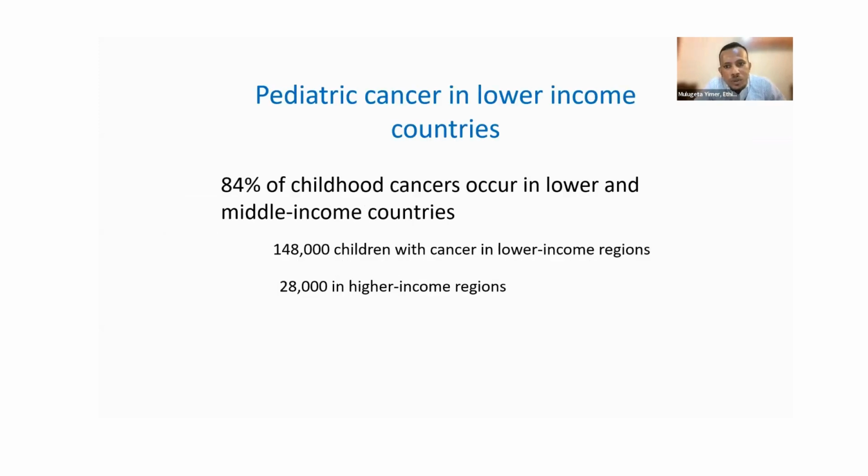When we zoom in on low and middle income countries, the majority of the childhood cancer occurs in these regions, about 85% of them are from LMICs. And only 15% of them are coming from high-income countries, but the cure rate is much higher in those regions, which contribute the lowest number of cases.